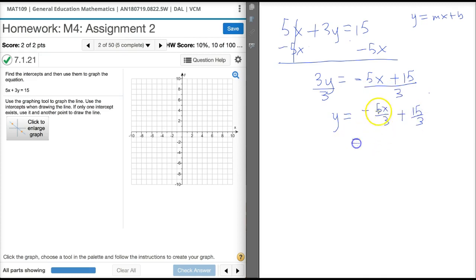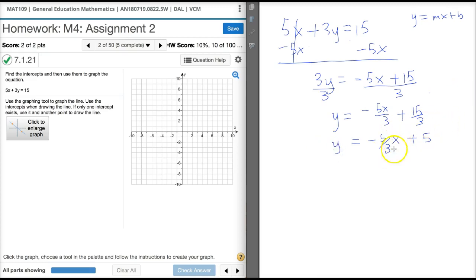Okay? And so here we could rewrite this first term as negative 5/3 times x just on the side here. And that x is in the air. It can be assumed to be in the numerator, but you don't want to put it down in the denominator. Okay? And of course, 15 divided by 3 is 5.